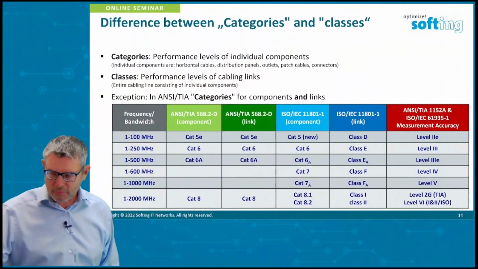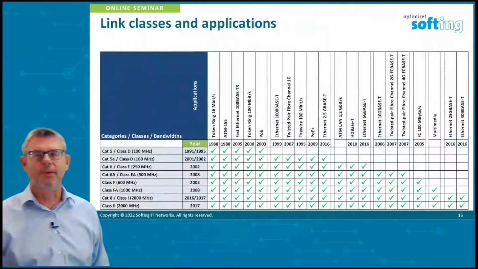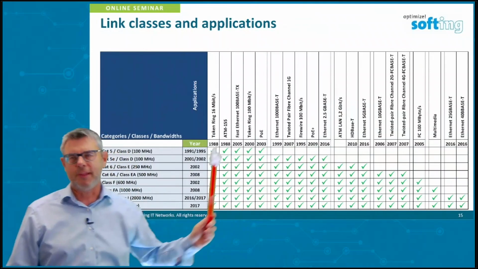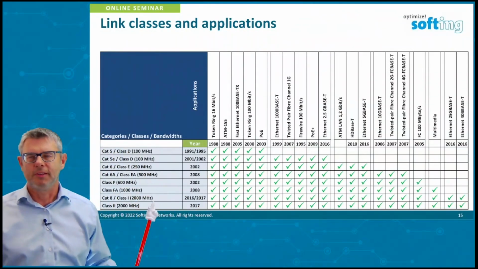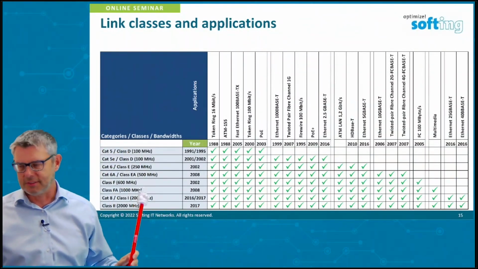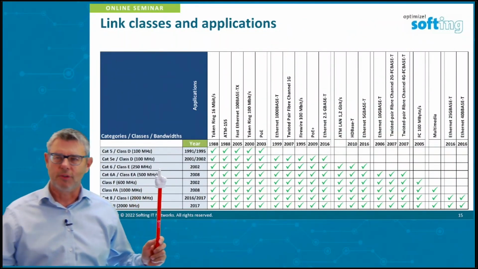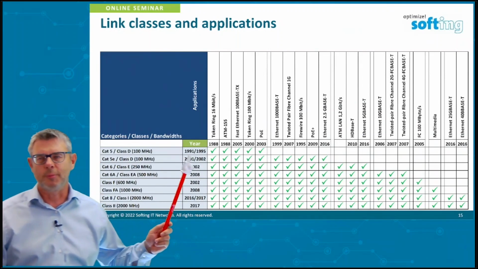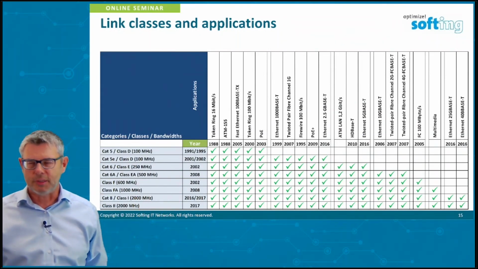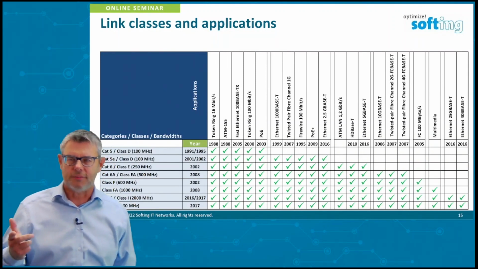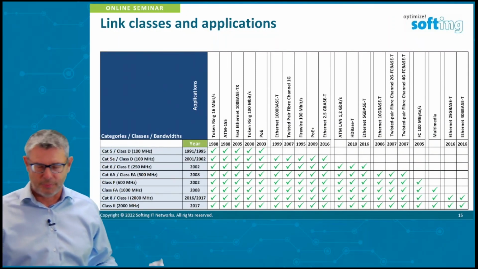Okay. You have seen this slide already last week. This is the matrix of applications matching to the bandwidth in the various standards, in the classes, in the categories. I just wanted to point out, okay, you have seen this already. So when we go for 10 gigabit Ethernet, it's good enough to have 500 megahertz bandwidth. If we only do one gigabit, it's good enough to have a 100 megahertz network.